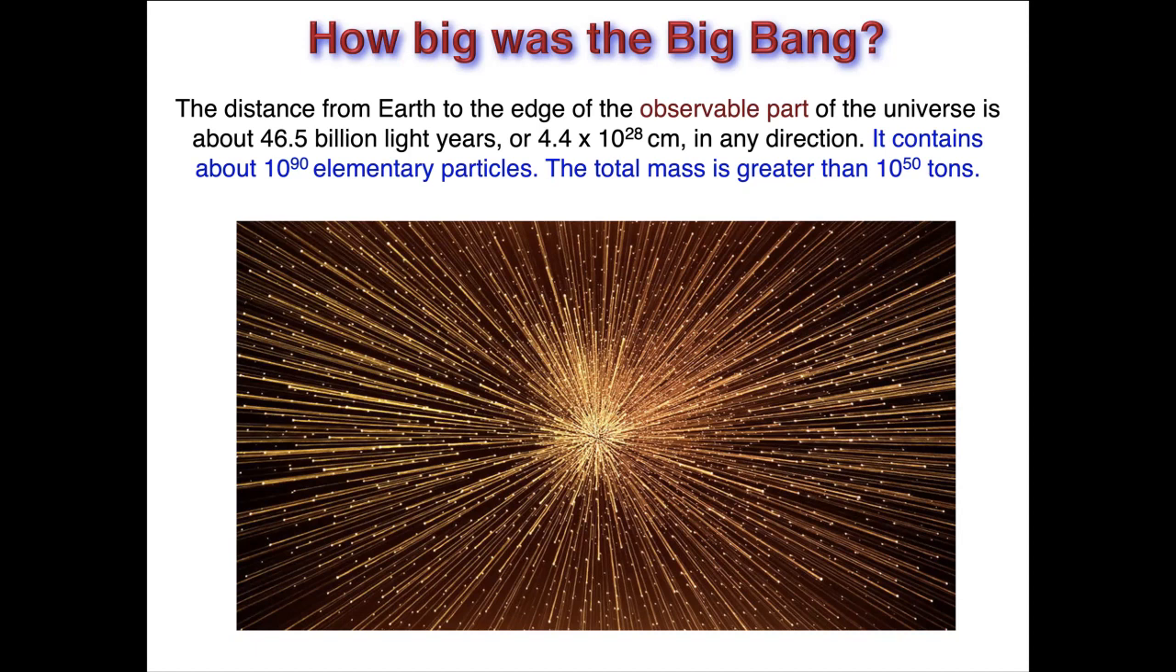So the size of the universe which we see right now is of the order of 10 to the 28 centimeters, and the part which we see contains about 10 to the 90 elementary particles, and the total mass is greater than 10 to the 50 tons. So the question is, how is it that the whole thing appeared from nothing and then started expanding? What was the singularity? Is it possible to make sense out of it?